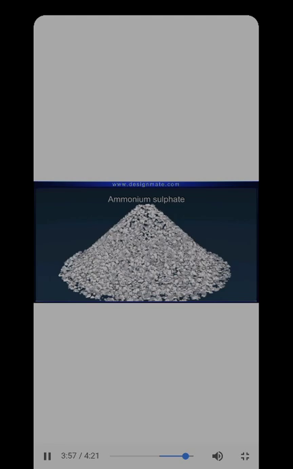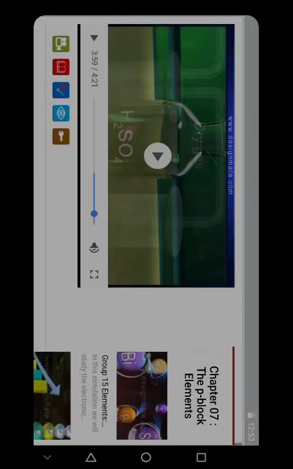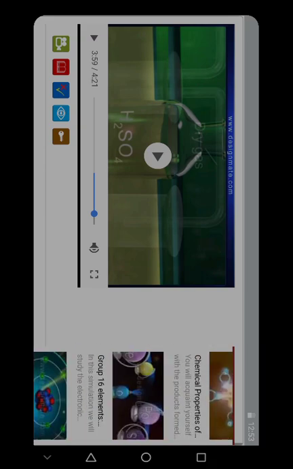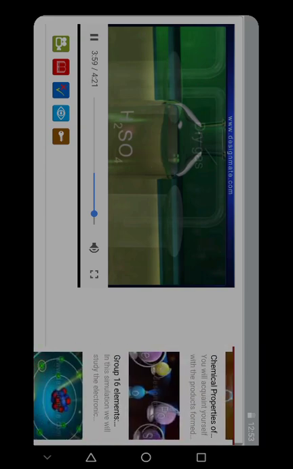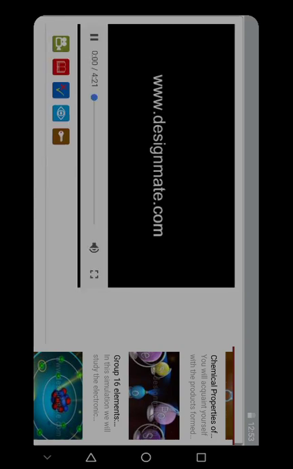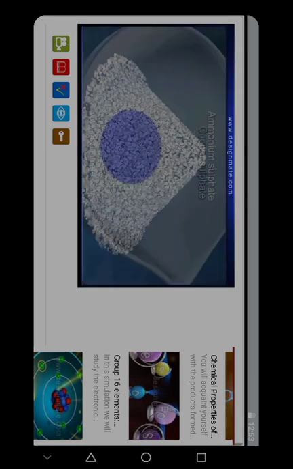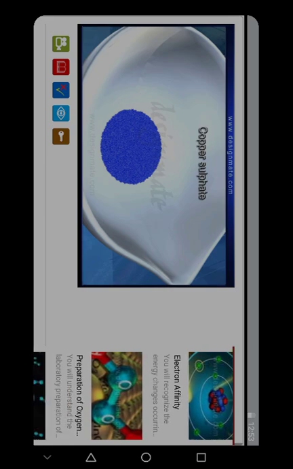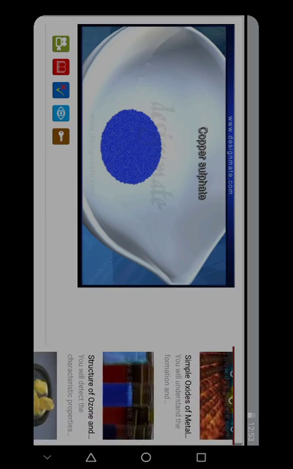Sulfate, which is used as a fertilizer, and other sulfates and many chemical substances.